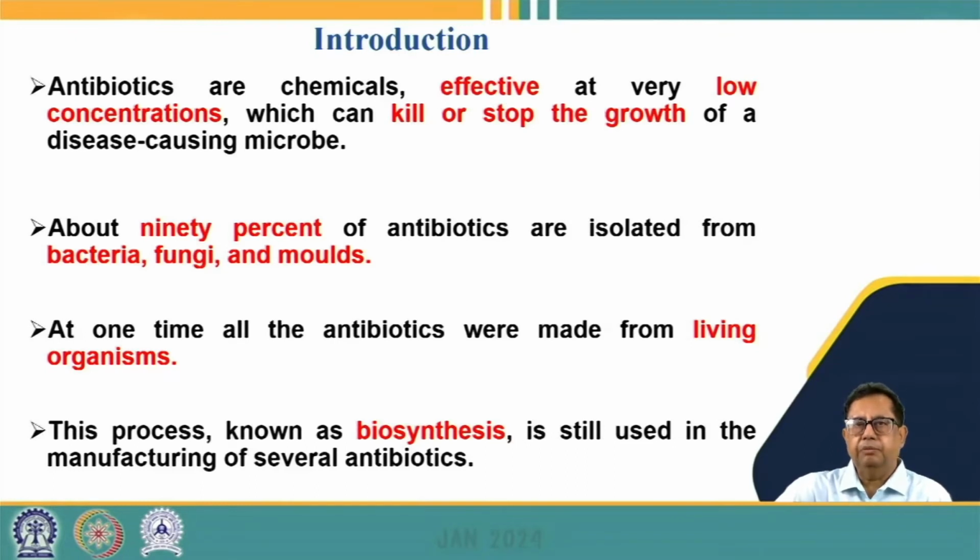So antibiotics are chemicals which are very effective at low concentrations, and they can kill or stop the growth of the disease causing microbes or pathogens which are present inside our body. Around 90% of antibiotics are isolated from bacteria, fungi or molds. And at one time all the antibiotics were produced from living organisms only, and that process was known as the biosynthesis process, which is still used in the manufacture of several antibiotics.